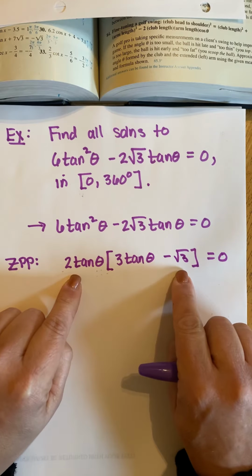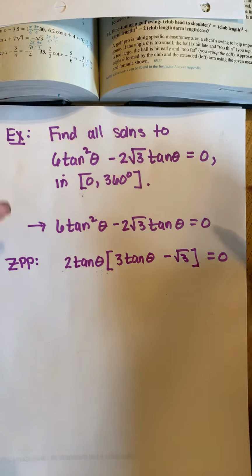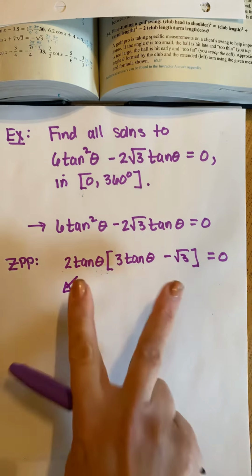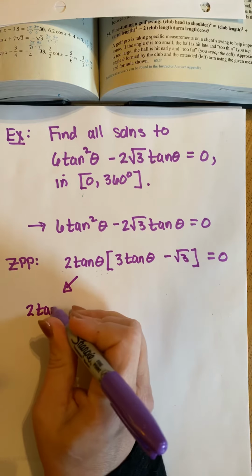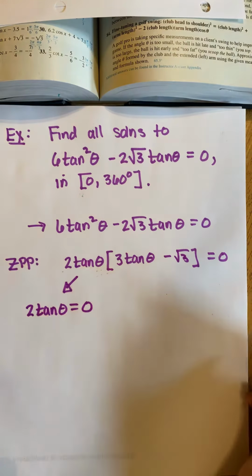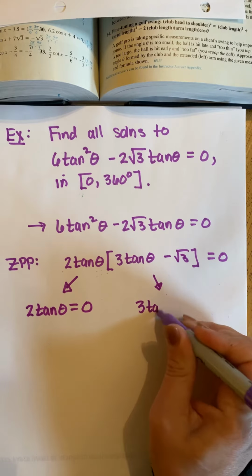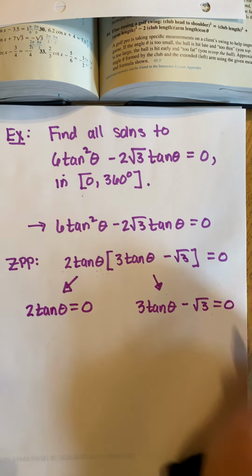2 tangent theta times the square root of 3 is 2 square root of 3 tangent of theta. So what we did was we turned this difference into a product. Now we can use the zero product principle. The zero product principle says if you have a product that equals 0, then one of the factors has to equal 0. So either 2 tangent of theta equals 0, or this entire factor, 3 tangent of theta minus the square root of 3 equals 0.